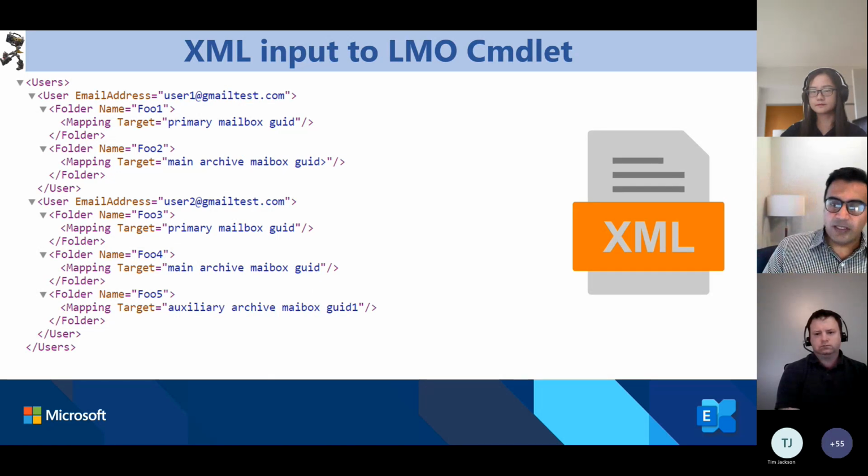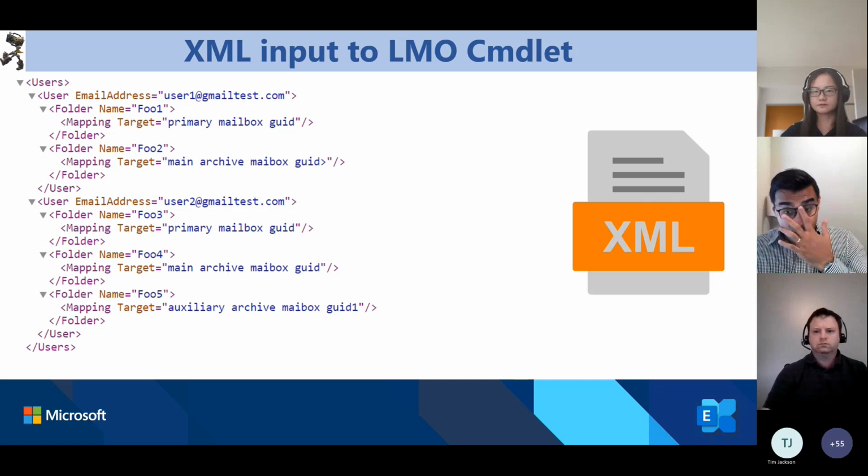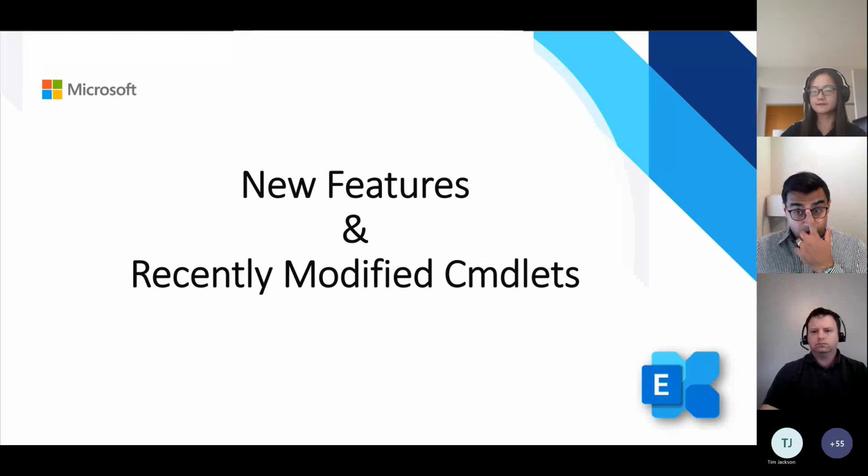I talked about XML input. This is how it looks. It's essentially telling you that for this particular email address and this particular folder, we want it to go to primary, main, or auxiliary. This is the output of the analyze parameter. Once you have this XML, you input it into the XML parameter in the new migration request, and the system picks up from there. So, new features and recently modified commandlets.